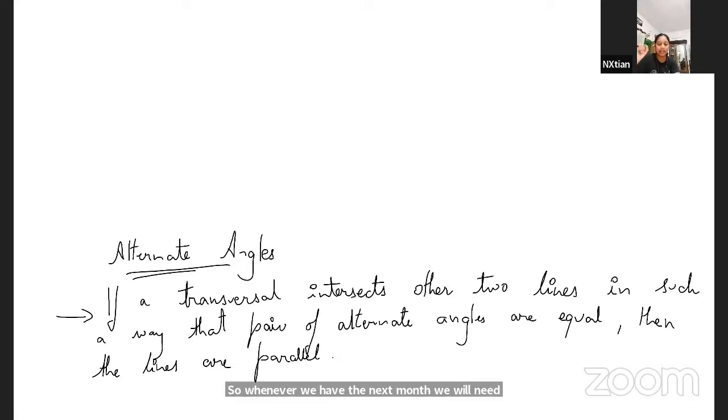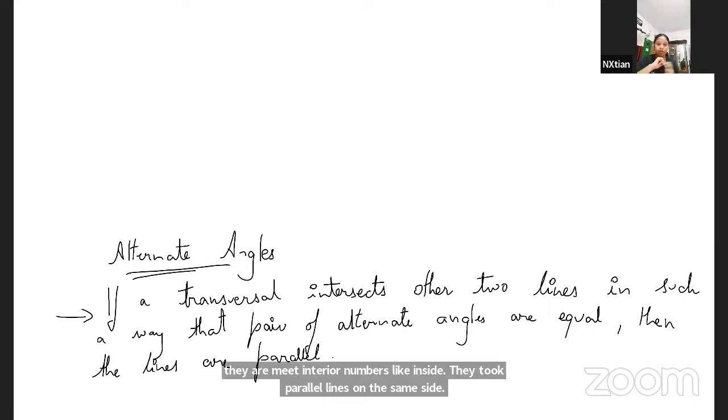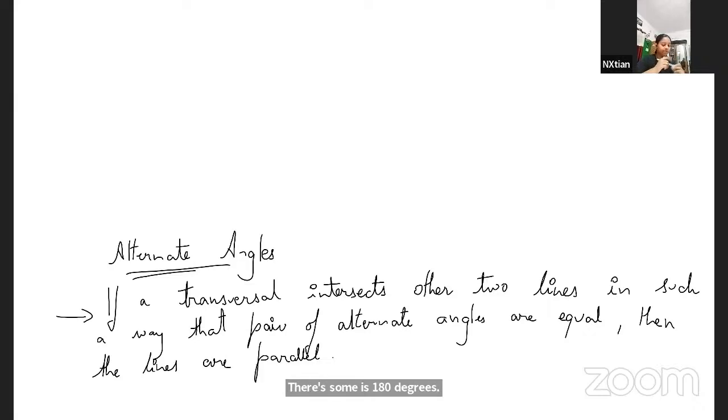Whenever we have the next class, we will see the verification of interior angles. How when interior angles are made inside the two parallel lines on the same side of the transversal, their sum is 180 degrees. Okay, we'll do its verification. And that's all for the math class today.